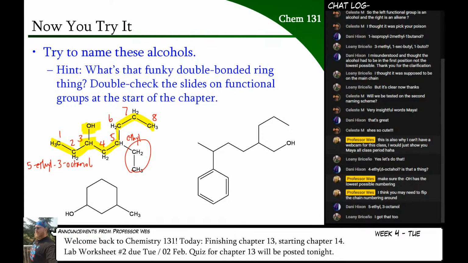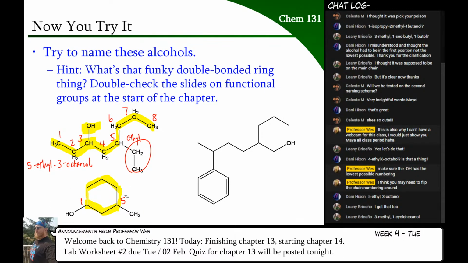How about down here? What's the longest chain? Well, it's a cyclohexane. So we're going to put the number 1 position over here for the hydroxy group. I could go that way, or I could go the other way and get to 3. I don't know why I started numbering that way. But yeah, that's totally right. So 3-methyl, 1, cyclohexanol.